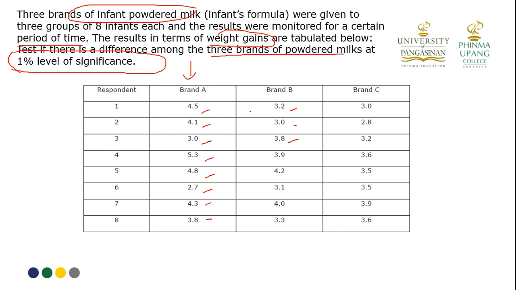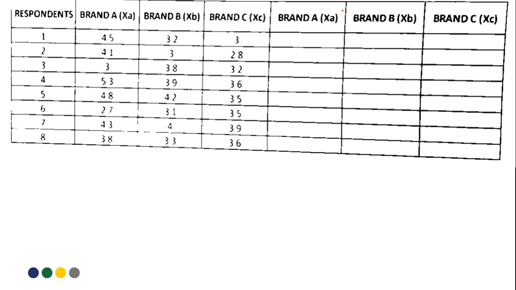Pero hindi pa yan sapat, kasi pag sa research, kapag min lang yung kinuha mo, wala. Ayaw nilang tanggapin ng mga families natin. So, 8 po yung nag-respond. So, ngayon, gagawa tayo ng additional 3 columns. Yung brand A, yung brand B, at yung brand C. So, 4.5, 4.1, 3, 5.3, 4.8, 2.7, 4.3, 3.8, 3.2, 3.8, 3.9, 4.2, 3.1, 3.3, 2.8, 3.2, 3.6, 3.5, 3.5, 3.9, 3.6.